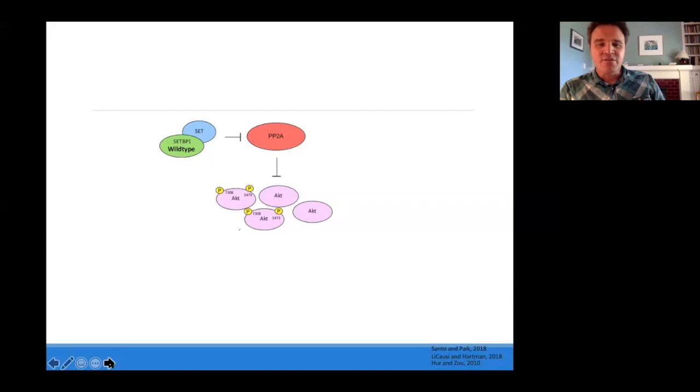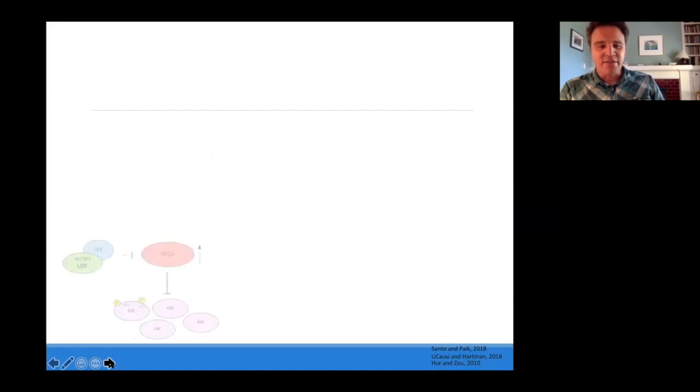So this is just a model of what the loss of function and gain of function would look like. So this is what we think in SETBP1 deficiency, that you're getting too little of the yellow P here because you're getting too much cutting happening. SETBP1 is no longer blocking the scissors because there's not enough SETBP1 to block the scissors, which cut this, which leads to that lower proliferation rate. So that's basically our model.